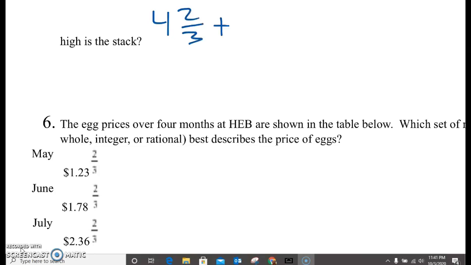Alright, so we're just adding these together. They obviously don't have like denominators. We have 4 wholes and 2 wholes. We can go ahead and combine those right now. So 4 wholes and 2 wholes gives us 6 wholes. So now all we have to mess with is the 2/3 and the 6/7.